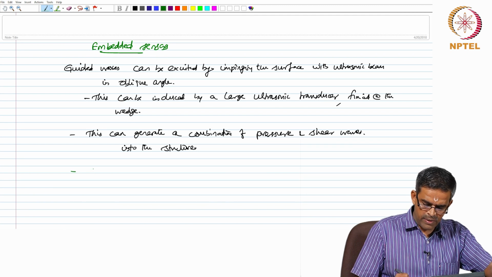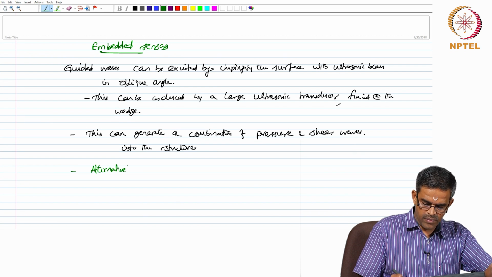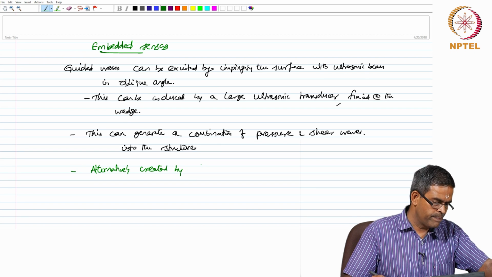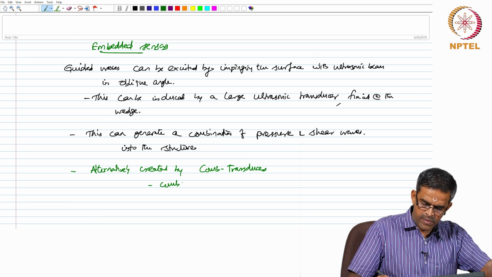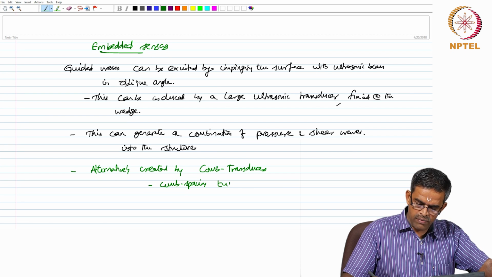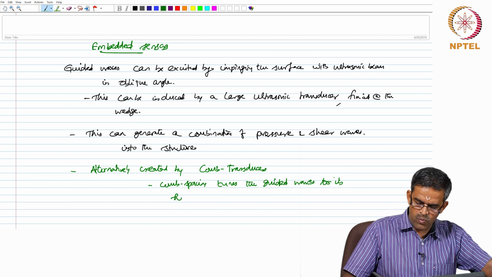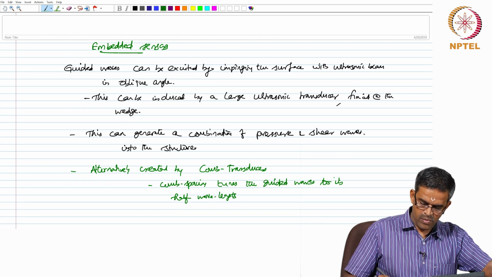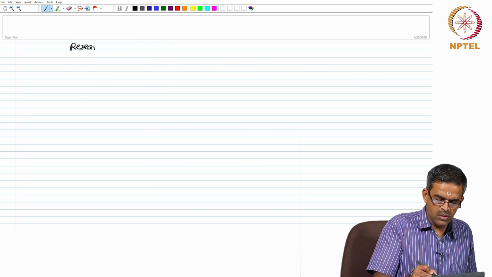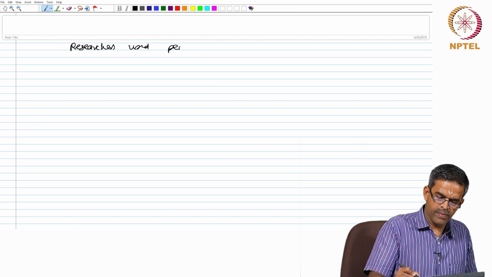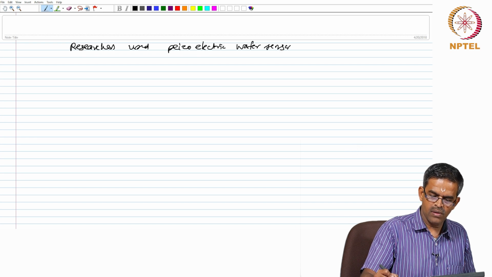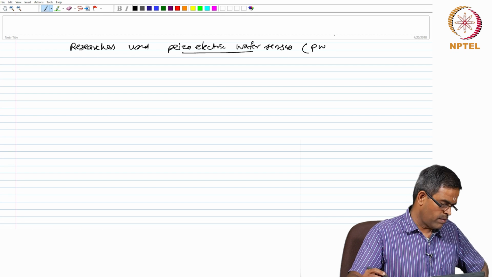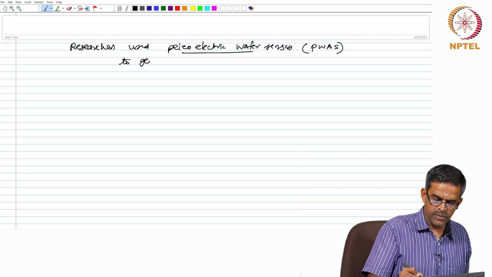They can also alternatively be created by comb transducers. Comb spacing tunes the guided waves to its half wavelength. In the recent past, researchers have also used piezoelectric wafer sensors. These are called piezoelectric wafer active sensors to generate guided waves.